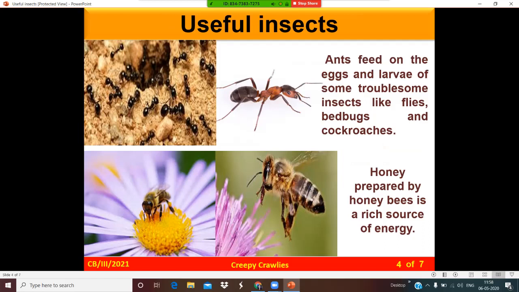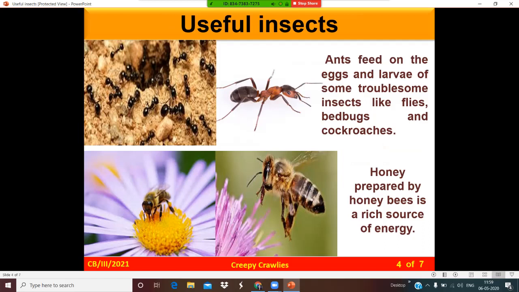Now, which are the useful insects? All of you must have seen these insects, right? These are the ants. Ants may be black in color or red in color. Now, how are these ants important for us? Ants feed on the eggs and larvae of some troublesome insects like flies, bedbugs, and cockroaches. See, these bedbugs and cockroaches are very dangerous for us.